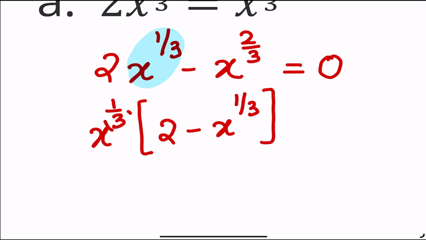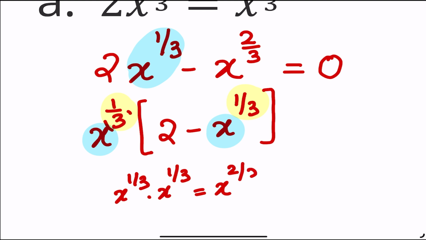Because when you multiply the bases, let me use a different color here. When you multiply the bases, what do you do with the powers? You add the powers. So here, x to the power 1/3 times x to the power 1/3 is x to the power 2/3.